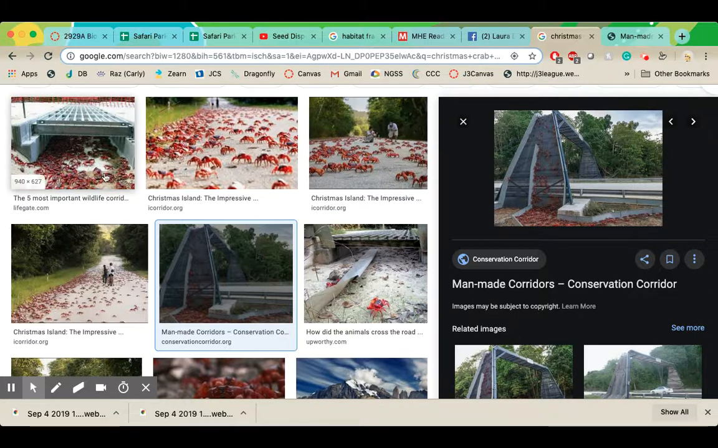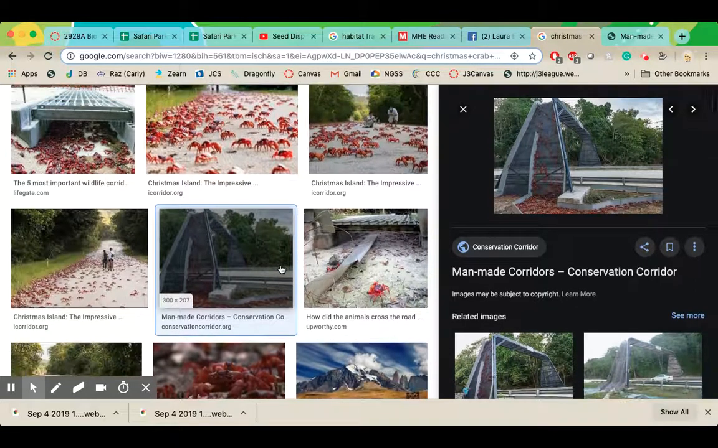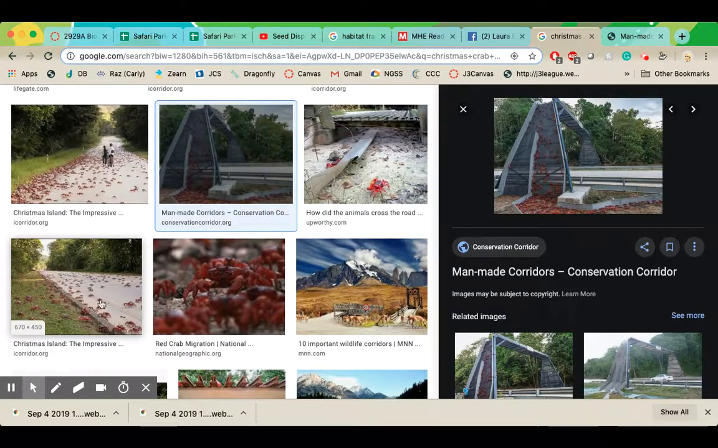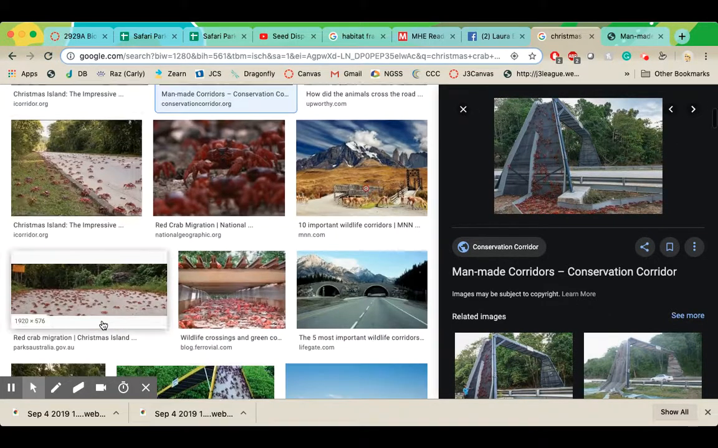So they've made these corridors to go under gutters. They've made some corridors to go over the land. And look at the crabs follow right along, and they're using it. They're learning how to use these routes. And in places where they don't have those routes, they are covering the ground and just getting smashed.